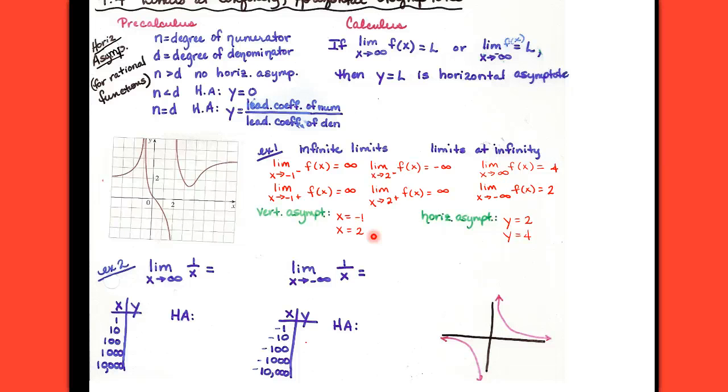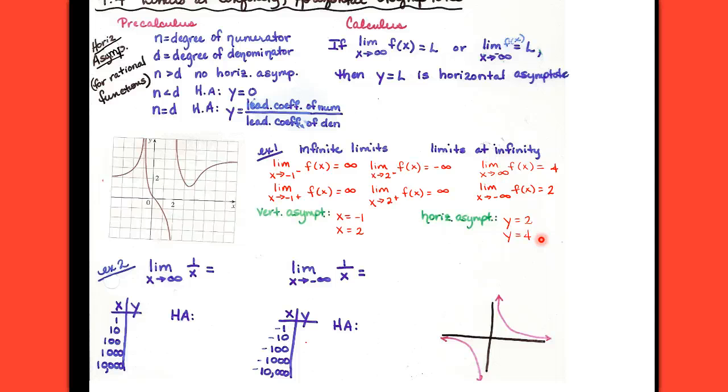Then the definition that we picked up today, if I take the limit as x approaches infinity or negative infinity and I get a limit, then that value would be a horizontal asymptote. And so I have a horizontal asymptote at y equals 2 and at y is equal to 4. All right, so look at example number 2.